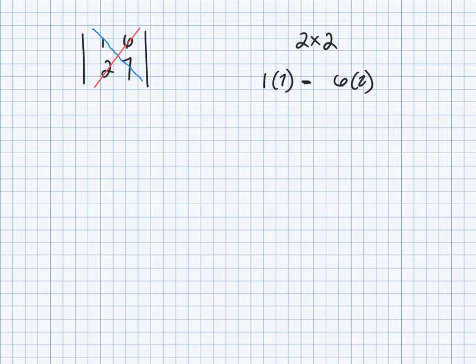So in other words, the line going from left to right down, that blue line, is multiplied, and then the other red line is multiplied, but you subtract the red line from the blue line. So that's going to be 7 minus 12, which is negative 5. So the determinant of that matrix is negative 5.